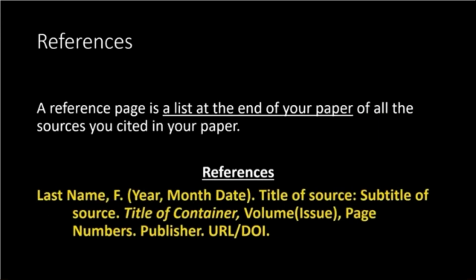The second part of citing your sources in APA is creating a references page to place at the end of your paper. This is a list of every source you cited in your paper, but with more information about the source than what is found in your in-text citations.